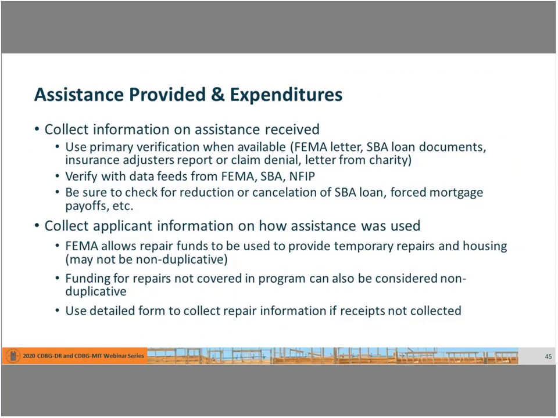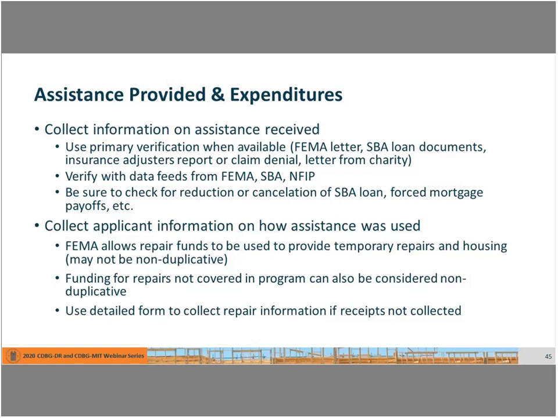Assistance provided and expenditures. This is critical information that should be collected at intake as it forms the basis for later duplication of benefits analysis. You want to collect information on all assistance that was received from FEMA, SBA, NFIP, private insurance, and any charities. And to the extent possible, try to make that primary party verification, like your FEMA letter or your SBA loan documents or an insurance adjuster's report. Because the more detail you get on these, the easier it's going to be to help you with your duplication of benefits analysis. The feeds that you will get are really for backup verification only.